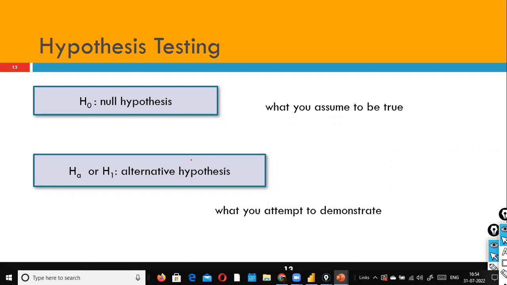We use the H sub 0 notation to define the null hypothesis. The null hypothesis is nothing but what you assume to be true. It usually always uses an equal sign, a hypothesis of equality. Remember this. The alternative hypothesis is what you attempt to demonstrate, what you want to test. It is usually an inequality: less than, greater than, or not equal to. The null hypothesis usually has an equal sign. We simply assume whatever somebody says. That is your null hypothesis.